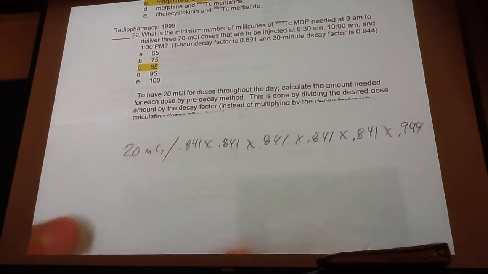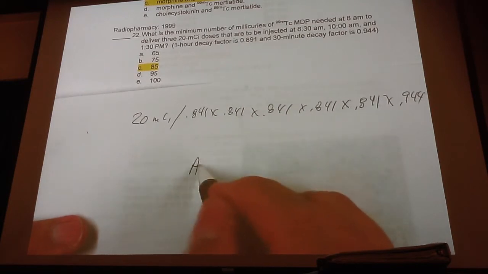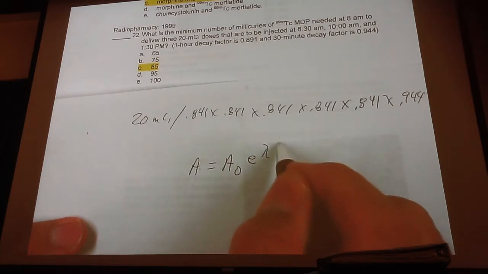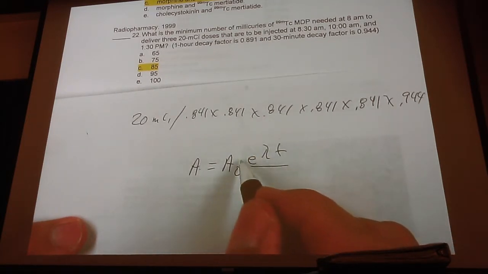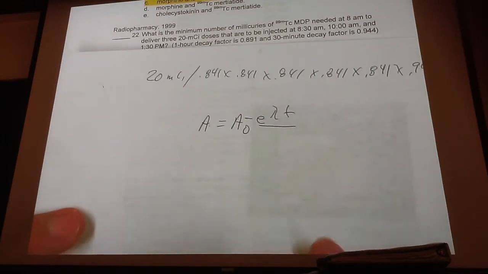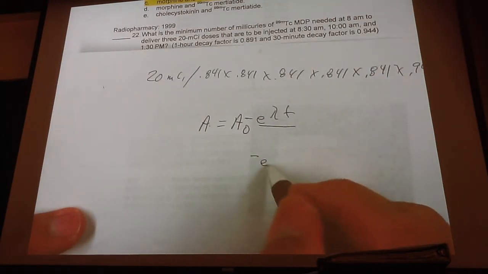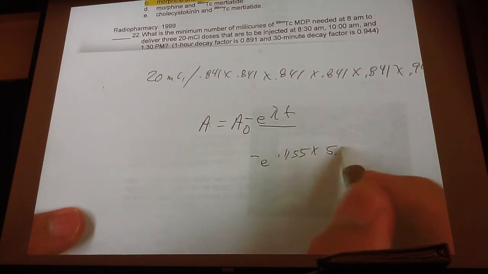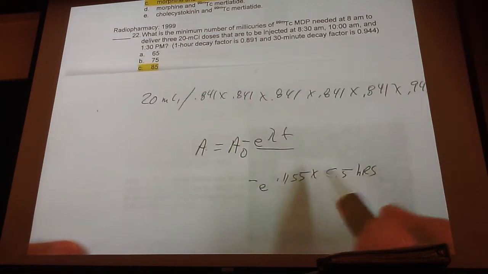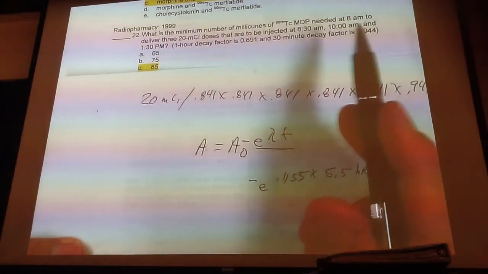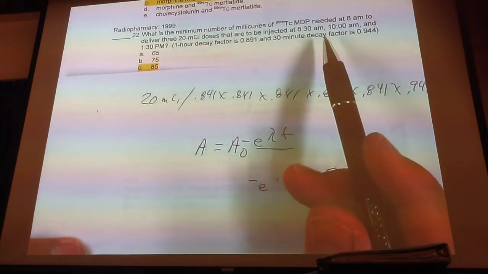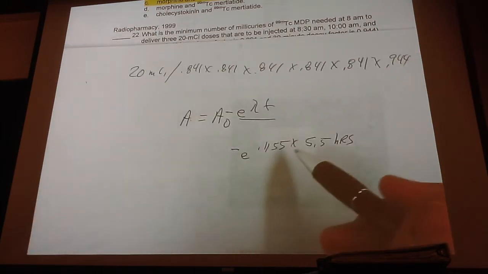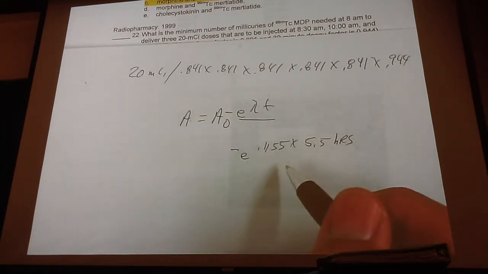Yeah, you could use your activity equation. Basically, all you're going to be using is this part of the equation here, and you would have minus e to the 0.1155 times 5.5 hours. I think they said 5.5 hours, right? At 8 a.m. So if you take that 0.1155 times that, you should get 0.530.